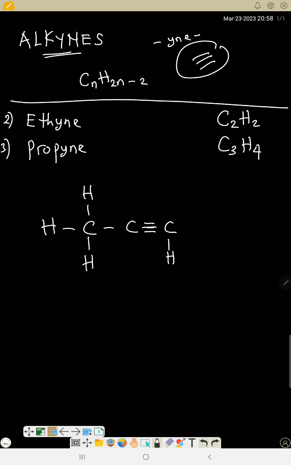So like that. So this H, if you like, you may not put it like this. If you like, don't do it that way. If you like, place it this way. Anyhow, the number of bonds is still 4. So like that, that is propyne.